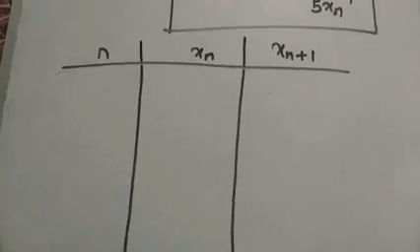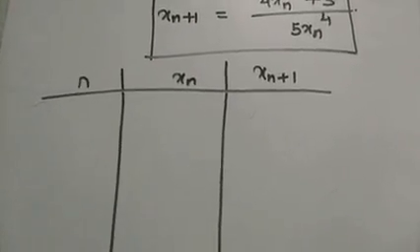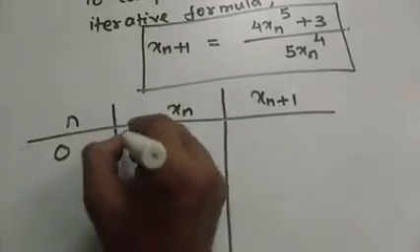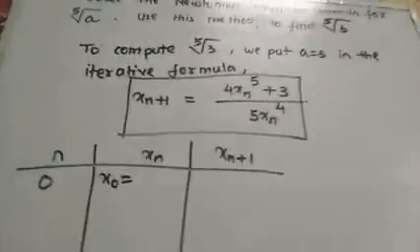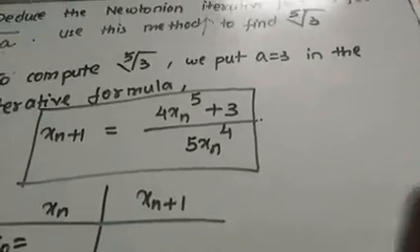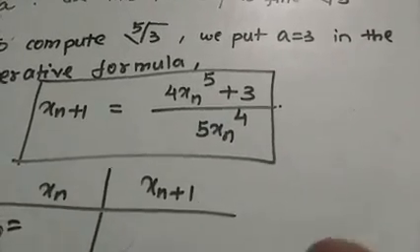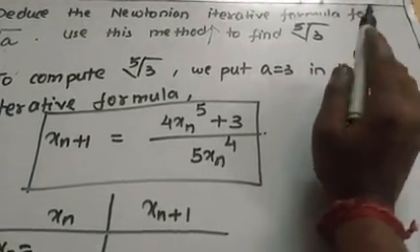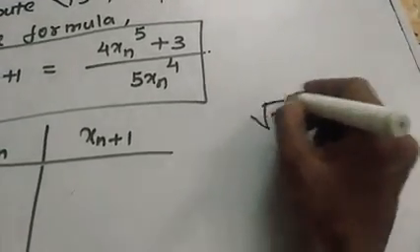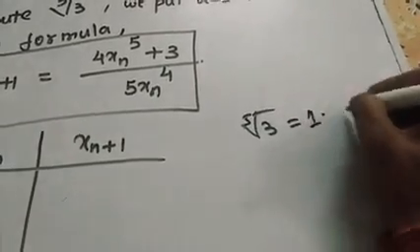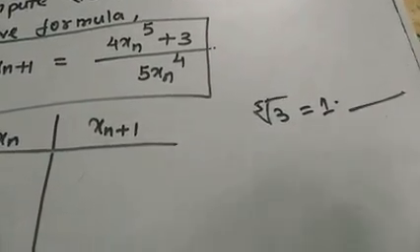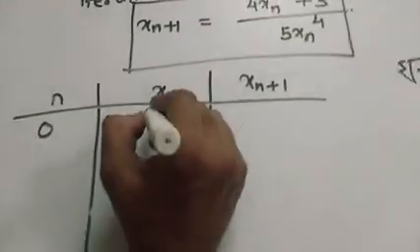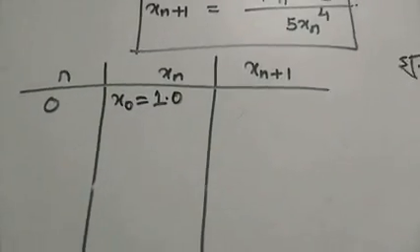Okay, so again we will construct a new table. We will start with the initial point n equals 0, that is x0. Now again what will be the x0? By using your scientific calculator you can easily get your initial value. Just find the fifth root of 3. If you use your calculator, you directly get 1 point something. So initially you take your x0 as 1.0.